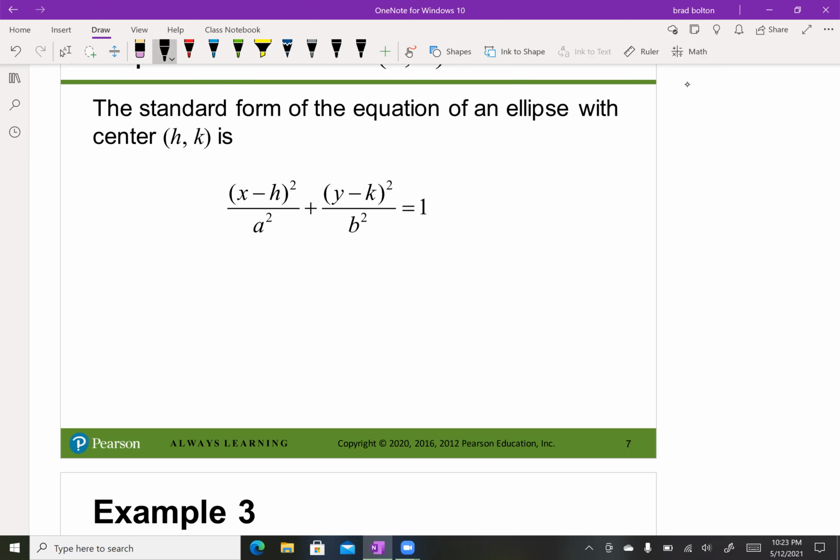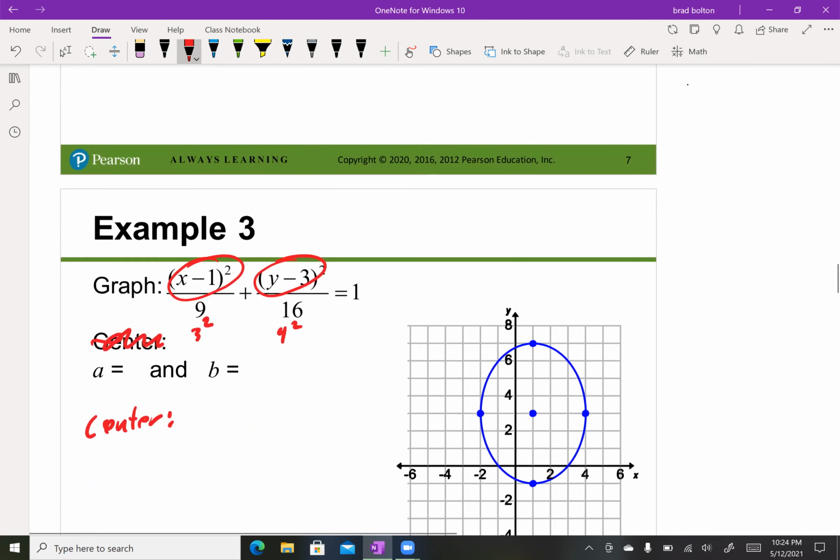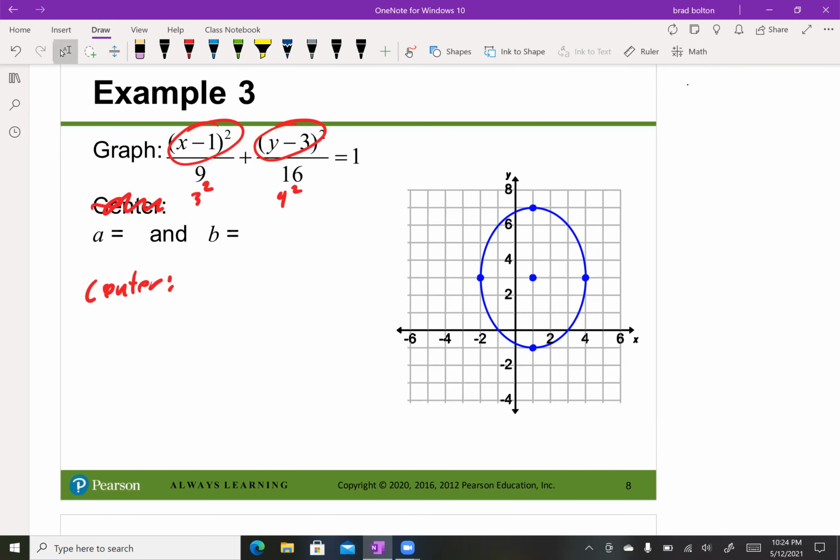I know instantly that my center is taken from here and from here. Remember, it said h, k. So here's my h, here's my k. Just like before with parabolas, just like before with circles, we take the opposite sign. So this would be 1, 3. That's how they went over 1 and up 1, 2, 3. That's how they got their center, 1, 3.